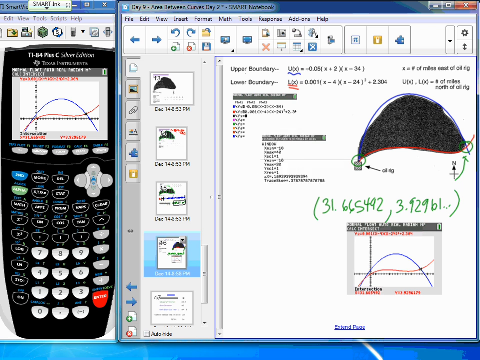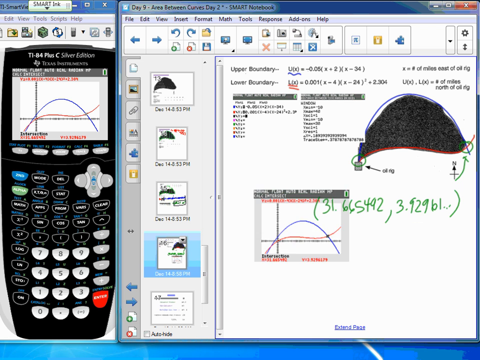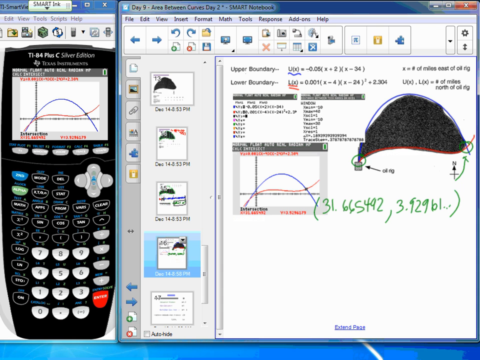So I know that the exact area from 0 up until the point of intersection will be given by the integral from 0 up until what? Which value here? Yeah, the 31 one. Good. The 31.665492 of top curve minus bottom curve.